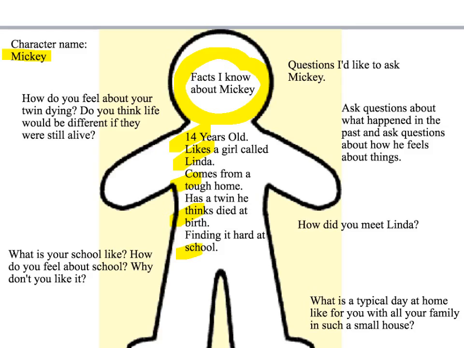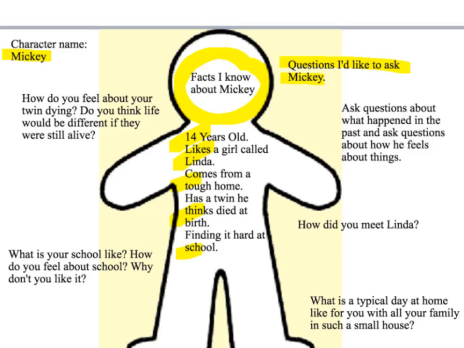Now you can come up with loads more about the character that you're studying from your play or your book. But on the inside of the man, you need to write down all the facts you know about the character. And then on the outside, around the character, you want to write down all the questions you would like to ask that character. The things that you don't know about that character.